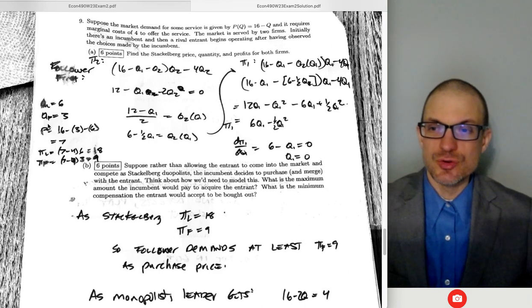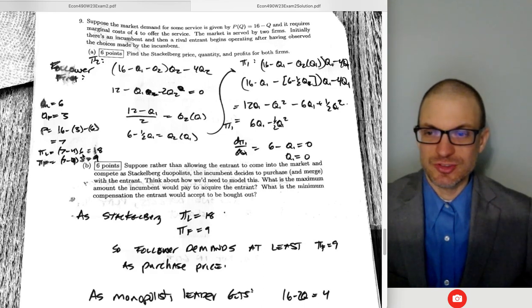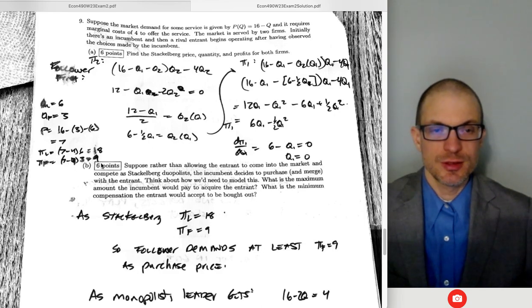There's going to be 9 units in the market. 16 minus 9 is 7, so that'll be my market price. My leader's profits are going to be 7 minus 4, that's price minus marginal cost, times the 6 units, which is 18. My follower's profits are going to be 7 minus 4 times 3, which is 9.